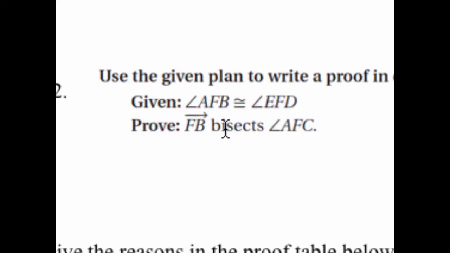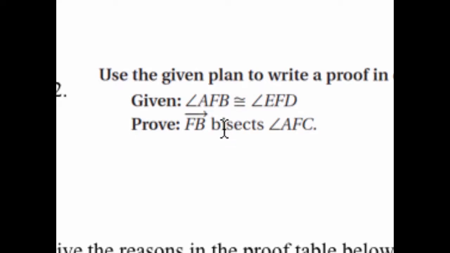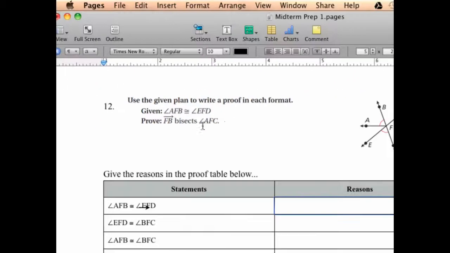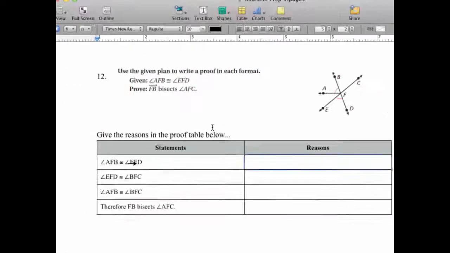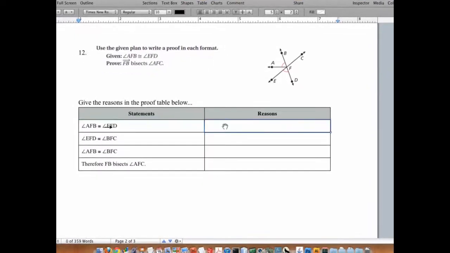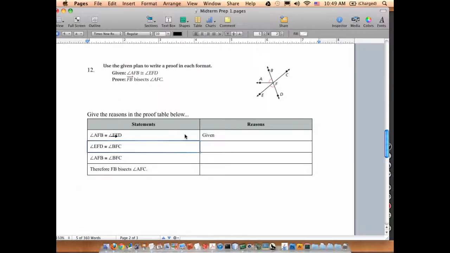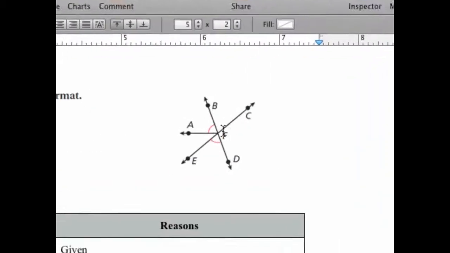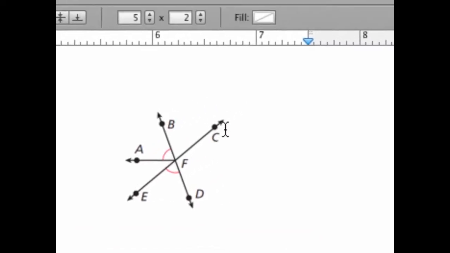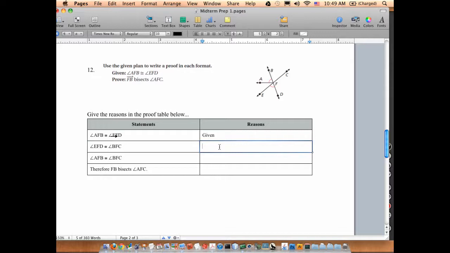Okay, so we're given that AFB is congruent to EFD. I need to prove that FB bisects AFC. Okay, so here's what we're going to do. The first one, obviously right here, given. So that first part there is given. Now, why can I say that EFD is congruent to BFC? What's the reason? Yes. Vertical angle theorem. Yes, that's exactly right.